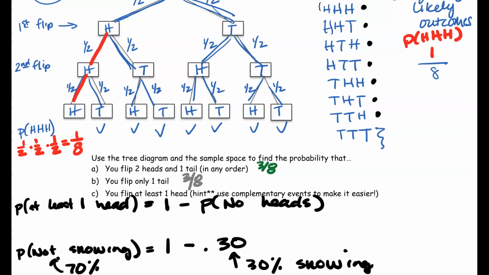So if it's easier to find the complement and just subtract it from 1, then sometimes that's the way to do it. So in this case, if there's one event where there's not at least 1 head, then we can just say, well, what's 1 minus 1/8? Well, that's 7/8. And that's the same answer we got by counting all of those other outcomes and getting 7. So you don't have to use this method for this question. It's just an option.